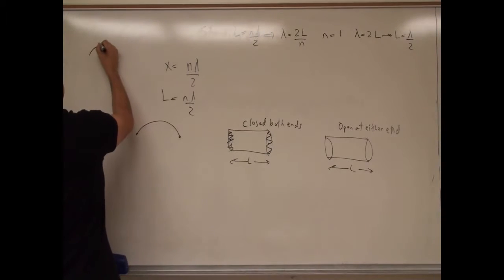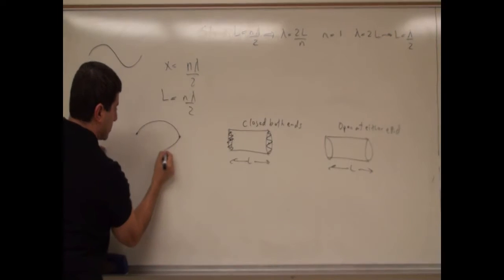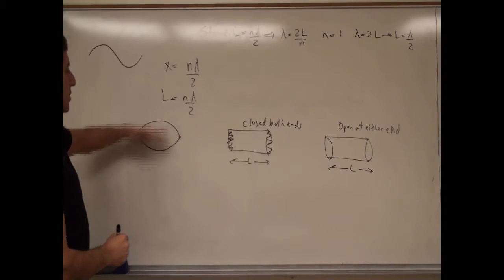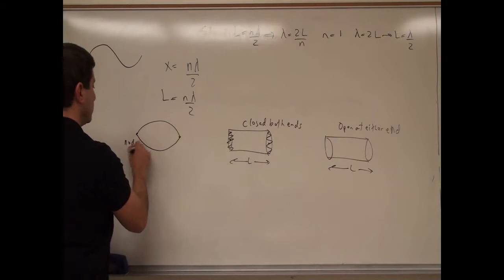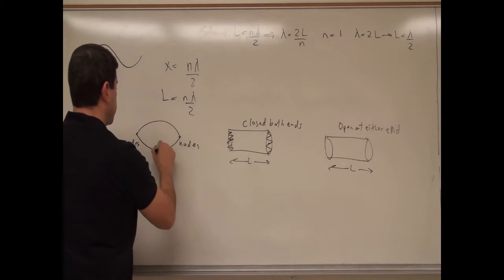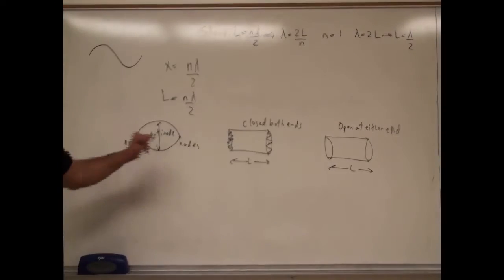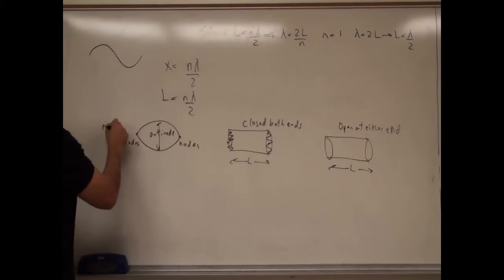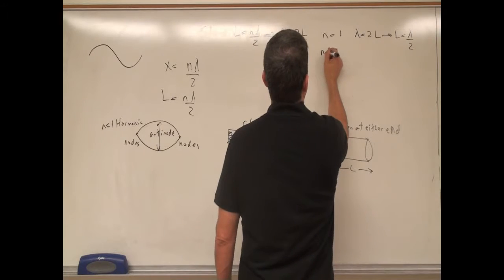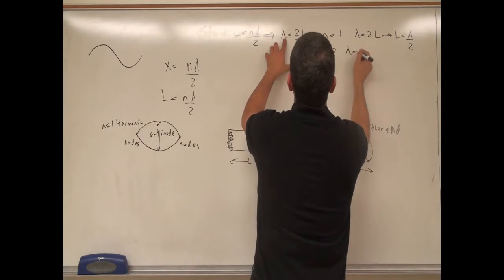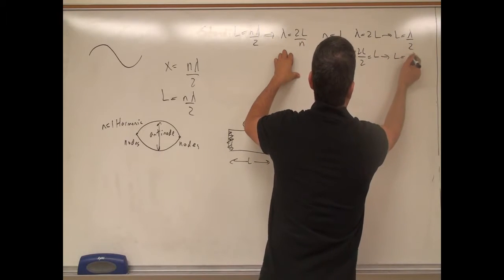A complete wavelength is up, down, and back up, right? So half a wavelength, and then this is half a wavelength also. So the wave will be oscillating like this. The two ends will be nodes, and then the middle will be an antinode, right? So this is the n equals 1 harmonic. When n is equal to 2, what do we get? For n equals 2, the wavelength is equal to 2L over 2, which is just L, and therefore the length is equal to the wavelength.